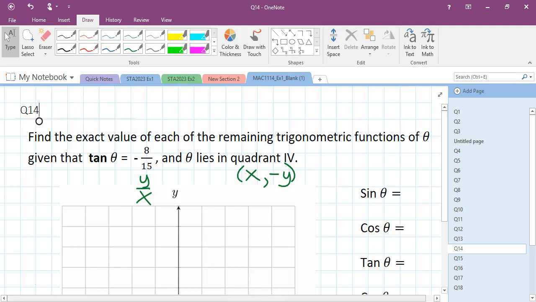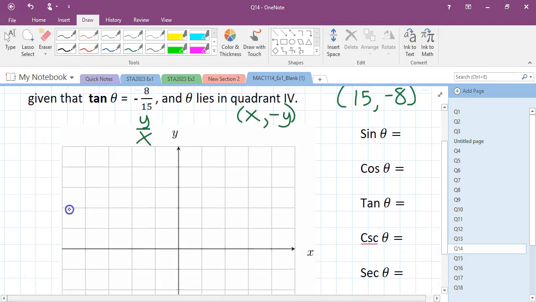So who does that negative go with in the 8/15? It really goes with the 8. So we know that we really are dealing with the point (15, -8). Now that we got that information, that's good. What's the other piece of information we need? We need the radius. We got to figure that guy out.